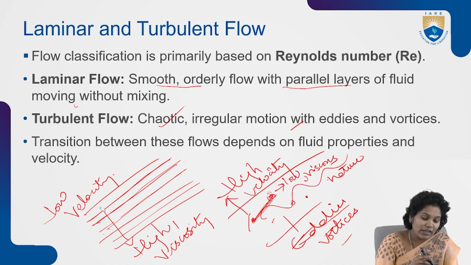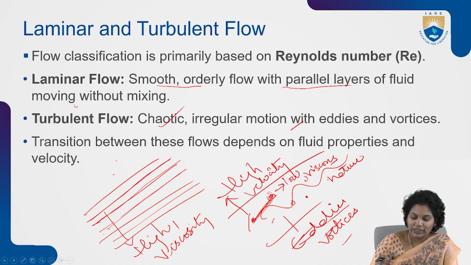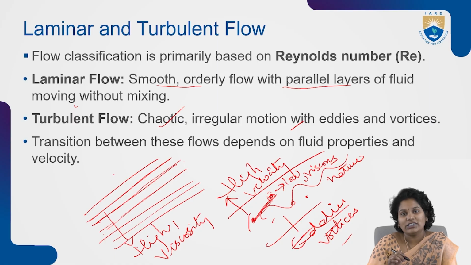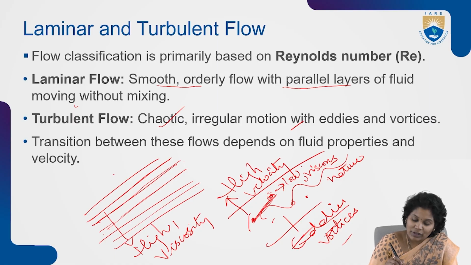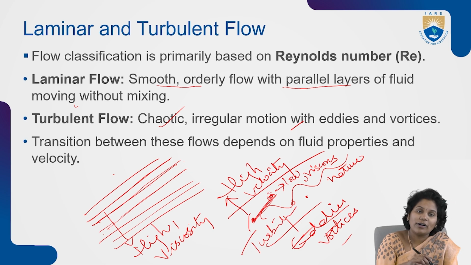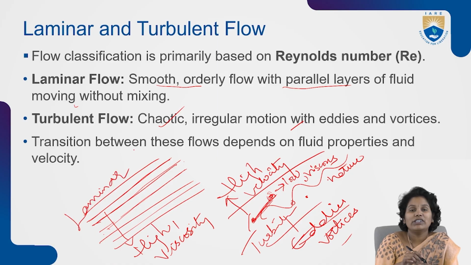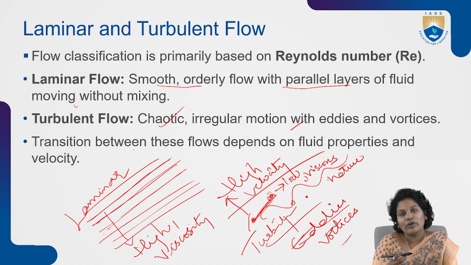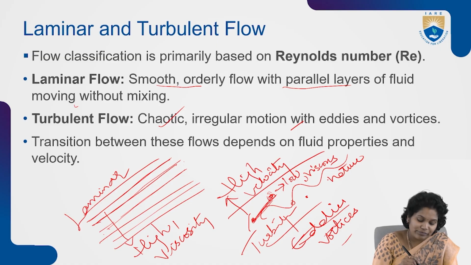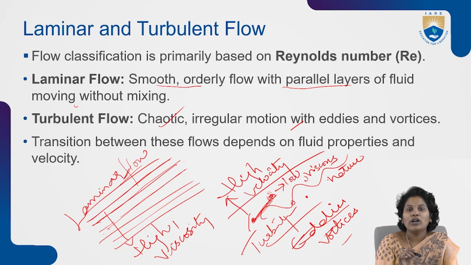So the main second factor is velocity. If there is a high velocity with low viscous nature, then we see the flow is turbulent, meaning we see some eddies. In laminar flow, if the velocity is low and the viscosity of the fluid is very high, then we see a well-defined path, which is nothing but laminar flow.